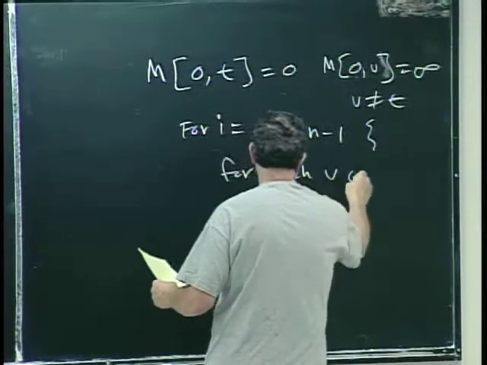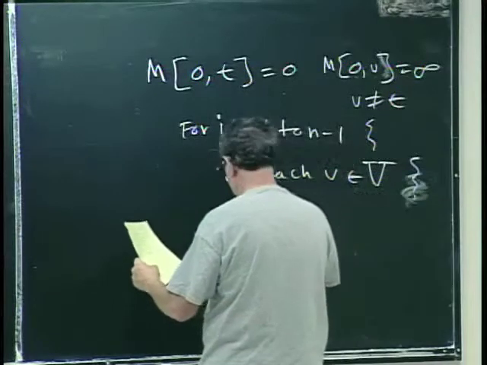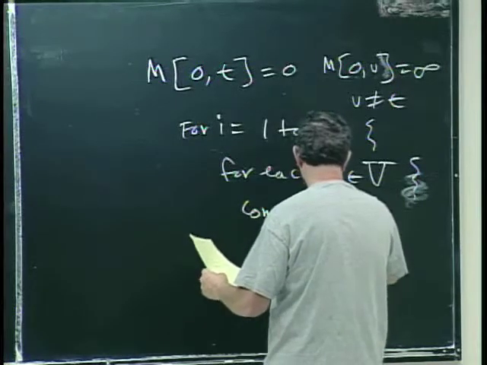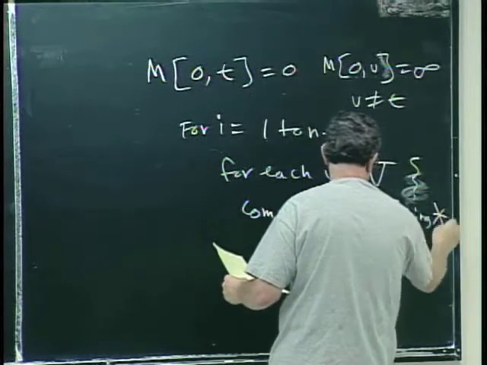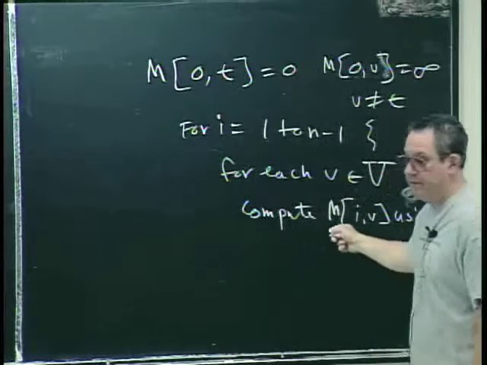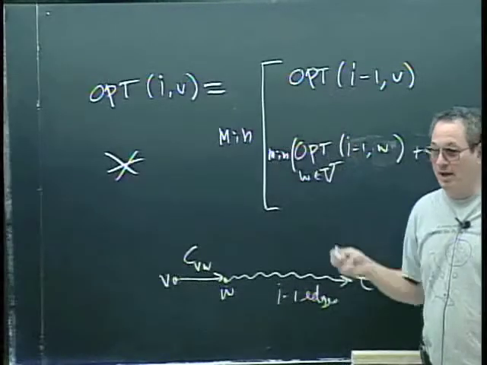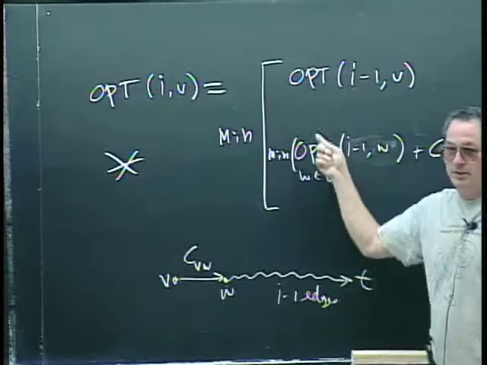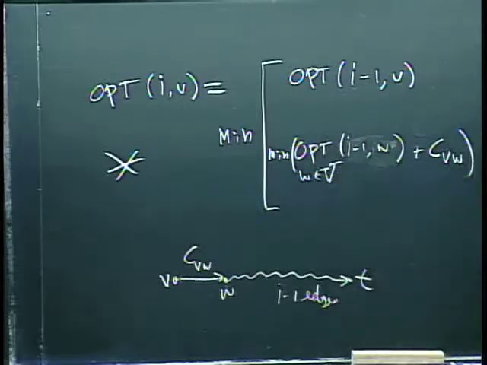And then for each vertex in the set of vertices, compute M[i][v] using the recurrence star. Well, you can't compute M[i][v] using the recurrence star because the recurrence star is in terms of opt. But if everybody understands that the book did the sleight of hand where they were calling things opt and now they're calling things M, you can use these recurrences: wherever you see opt, make it an M. So you can compute M[i][v] using these recurrences star.